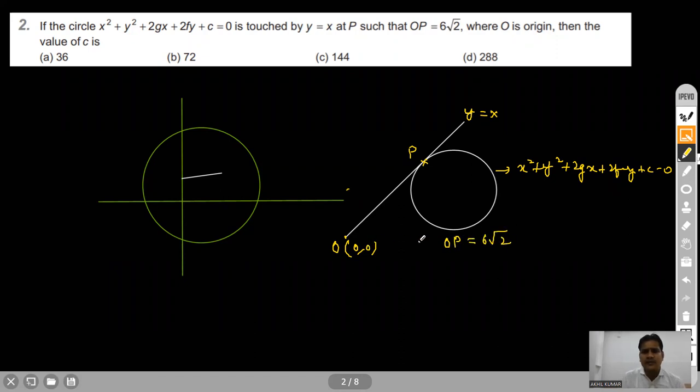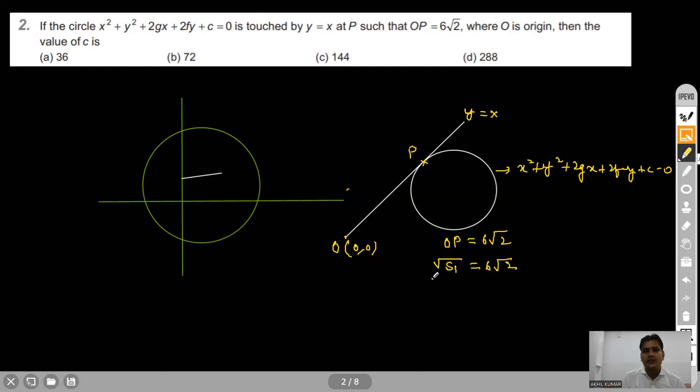So what is OP basically? OP is nothing but the length of tangent, and we get the length of tangent as under root S1. So under root S1 means power of point, under root, right? So power of which point? Power of this origin. Under root of that will give us the length of OP, that is equal to 6 under root 2.